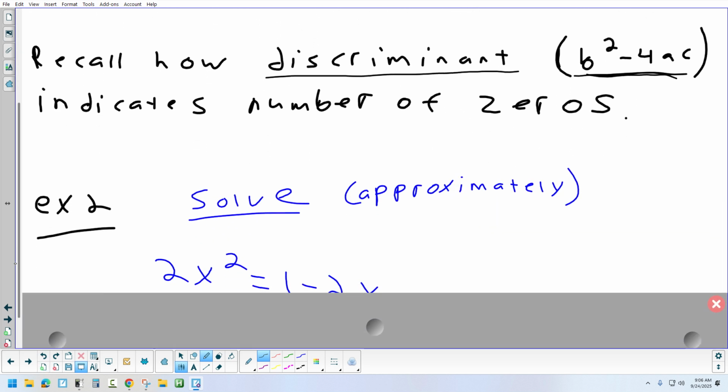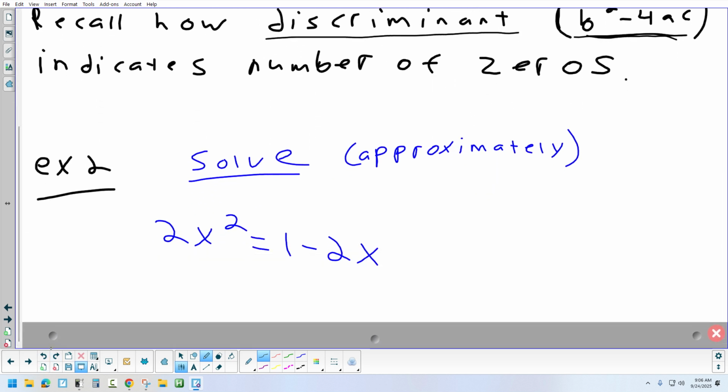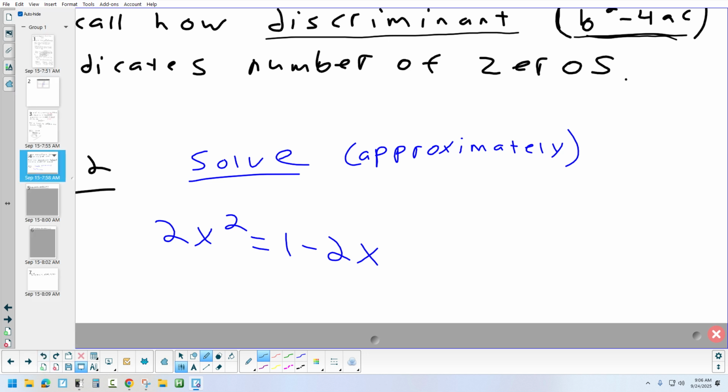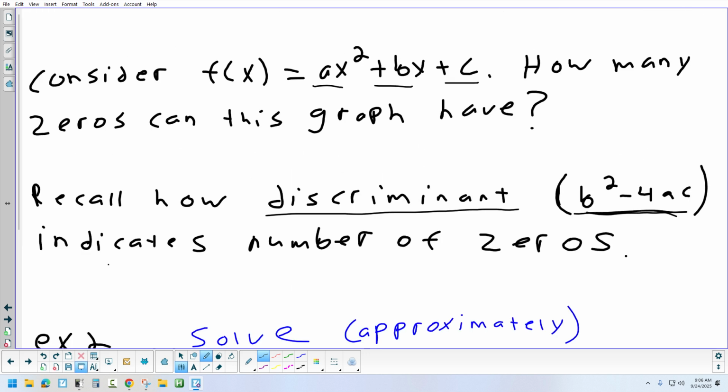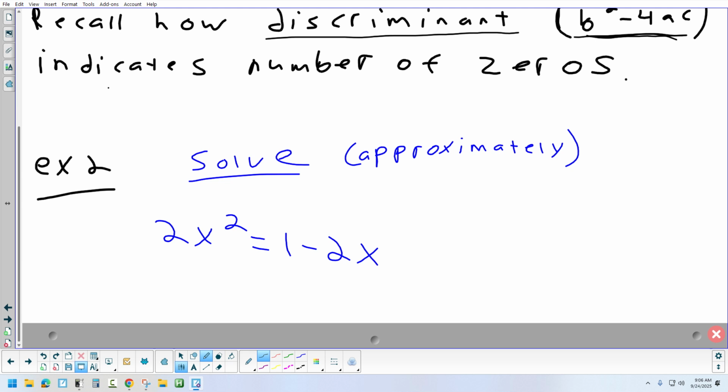Okay. So let's solve this one. And it says to solve approximately. When it says approximately, a decimal is okay. Right? So I think we'll do it as a decimal, but then we'll review quadratic formula because that's also going to be on the test as well.